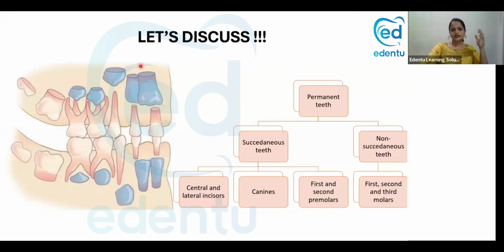The main examples are the central and lateral incisors, canines, and first and second premolars, which are all succedaneous teeth. Then you have the non-succedaneous teeth. Non-succedaneous means there will be no deciduous tooth present in its place. It will come on its own. It does not have to wait for the deciduous tooth to shed. So only the first, second, and third molars are non-succedaneous. The questions can be a little confusing sometimes, so please read through the questions thoroughly and then read through the options thoroughly also, and then try answering the questions, doctor.